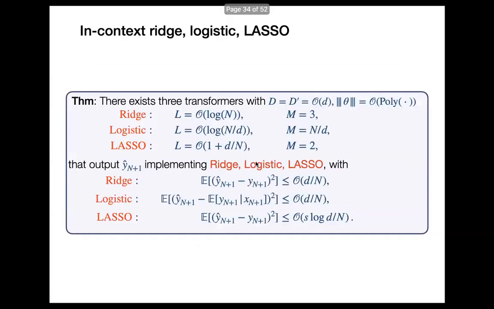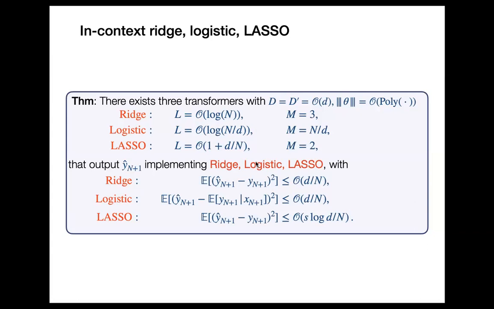Okay. So because of that, a transformer can implement gradient descent in context. We instantiate this gradient descent on a bunch of different statistical estimation tasks, for example ridge regression, logistic regression, or lasso. So we say that there exist three different transformers, three different transformers inside the same architecture.